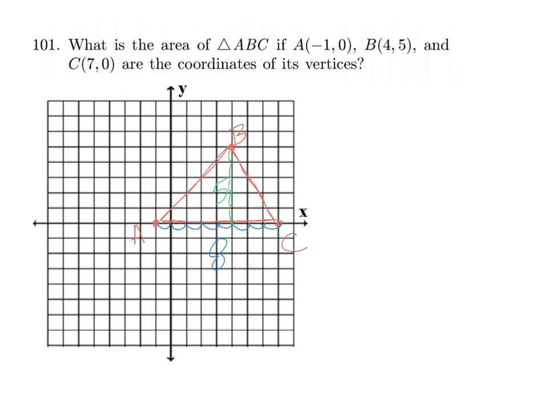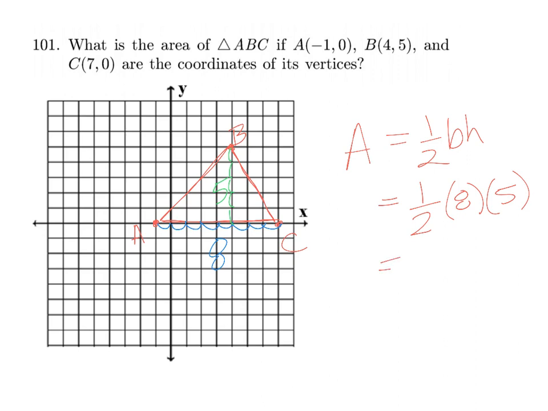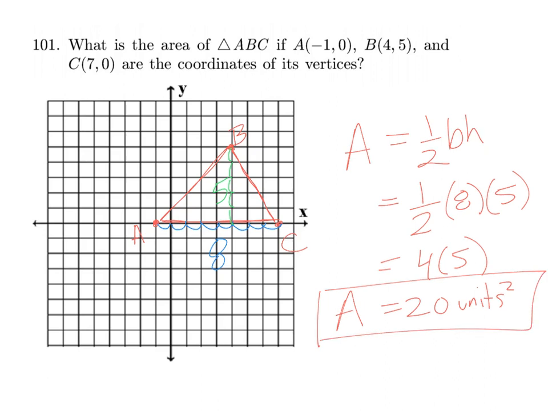All right, so area of a triangle is half the base times the height. Base is 8. H is 5. So I have 4 times 5, which is 20. So the area is 20 square units. Done.